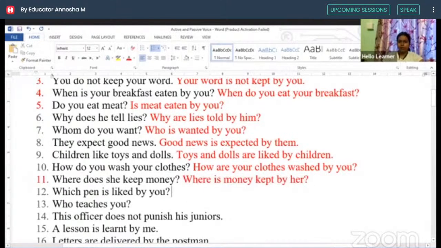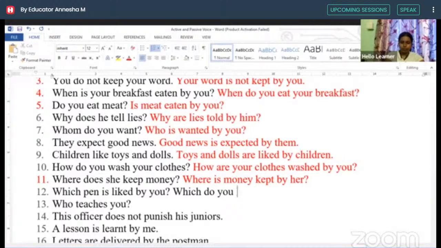Yes, Abhay, are you there? Yes, ma'am. Yes, Abhay. Tell me, which pen is liked by you? So this is passive, Abhay. You have to change it into active. Okay. Which pen is liked by you? Which do you? Yes, ma'am. Okay. Yes, yes. Which do you?